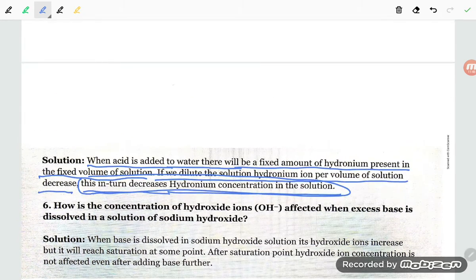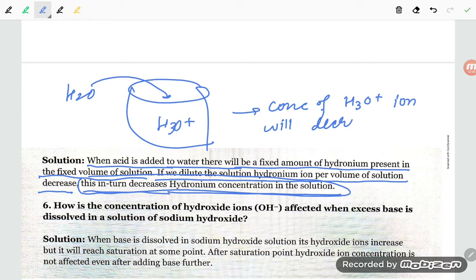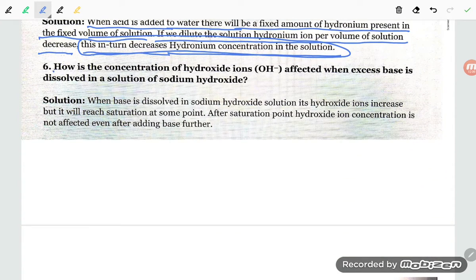Okay, so when you are having H3O plus, student, and you are adding water, the concentration of H3O plus ion will decrease.